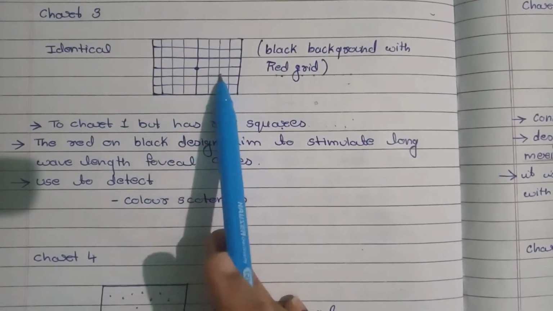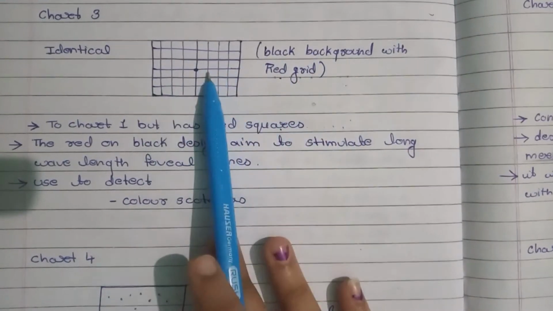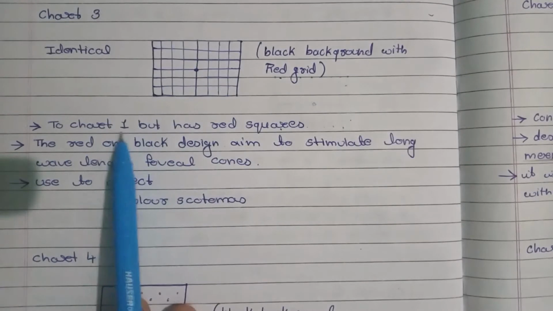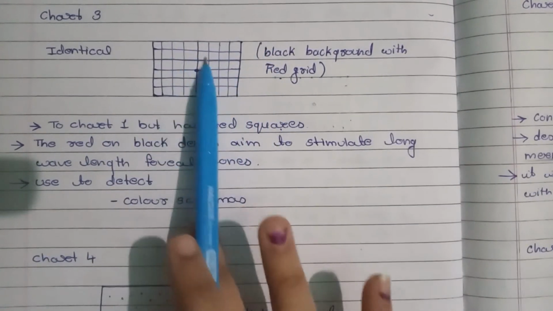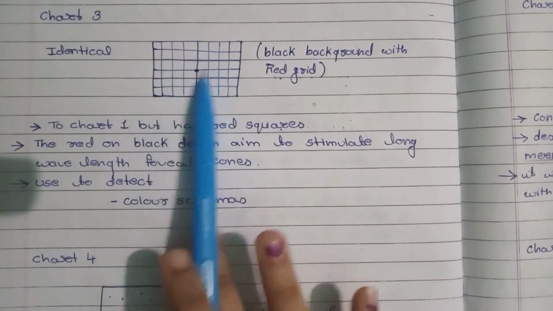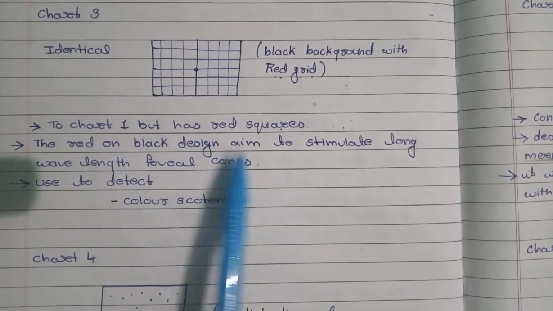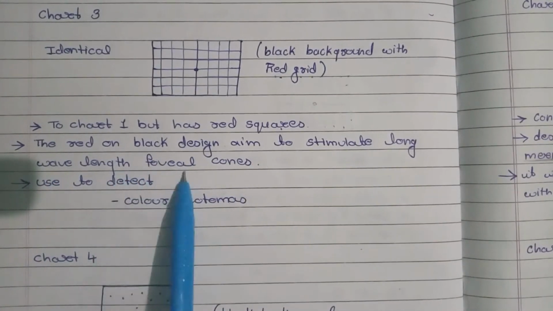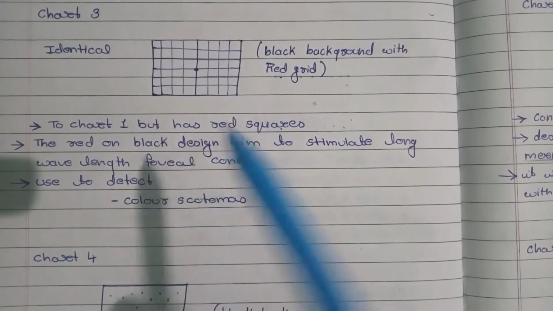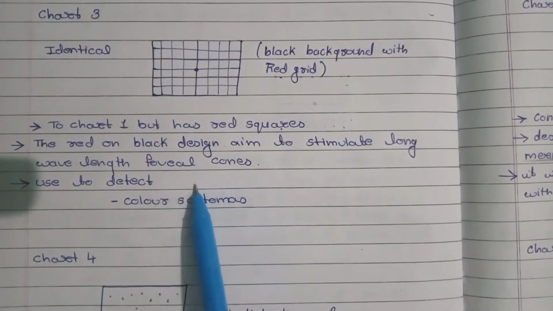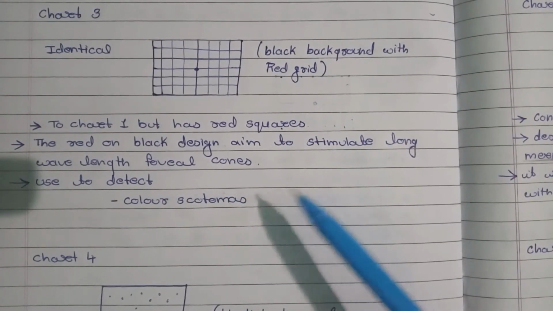Chart 3. See, here is a black background with a red grid. This chart is identical to chart 1 but it has a red grid because the background is black and the grids are in red color. The red on black design aims to stimulate long wavelength foveal cones, used to detect color scotoma and desaturation that may occur in toxic maculopathy, optic neuropathy and chiasmal lesions.